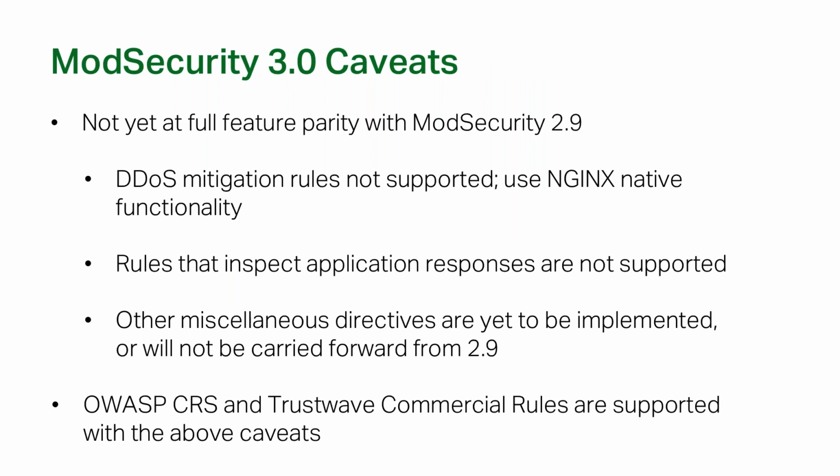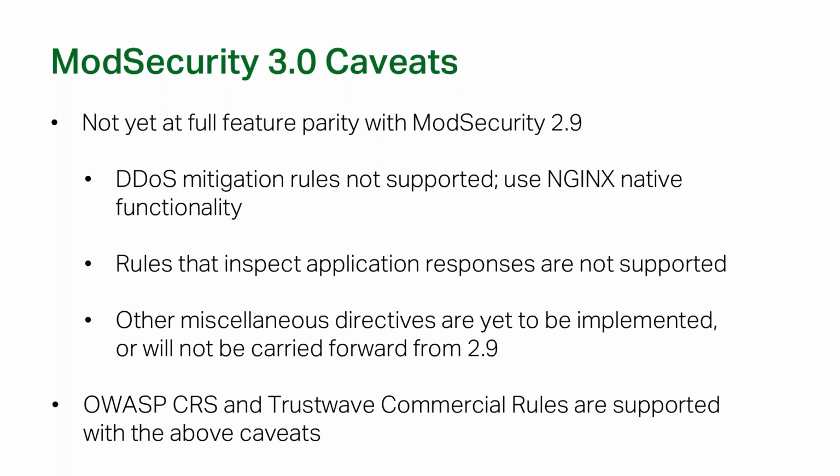ModSecurity 3 has a couple of caveats in relation to ModSecurity 2.9. A couple of the rules are not yet supported by version 3, the DDoS rules in particular. This is less of an issue when you use it with NGINX, because of course you can use the NGINX native functionality to inspect and protect against volumetric-based attacks.